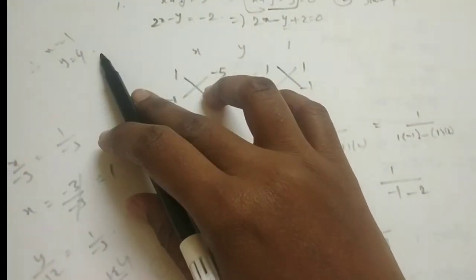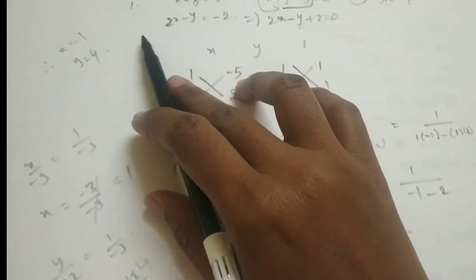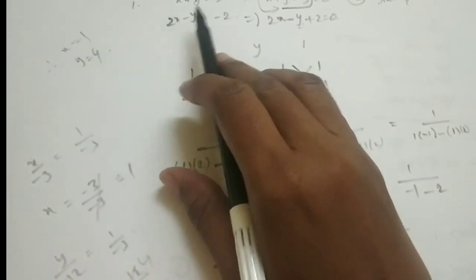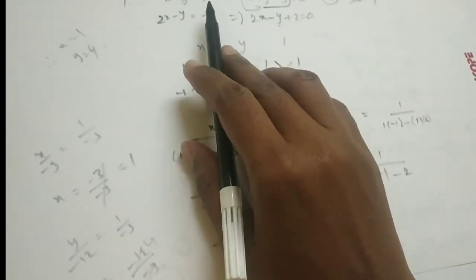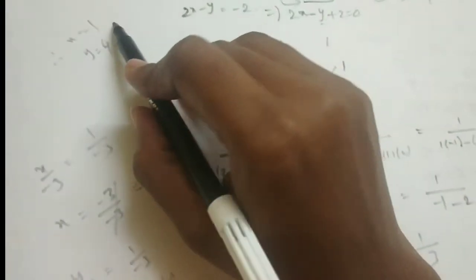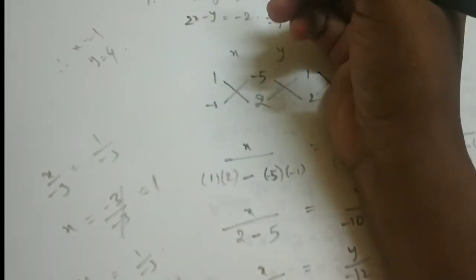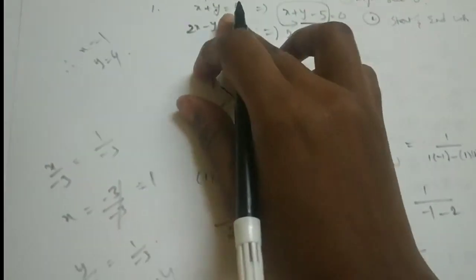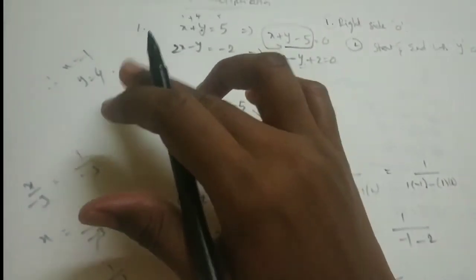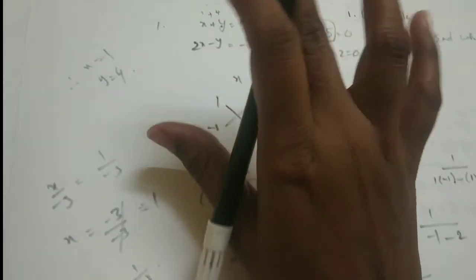Solution is nothing but the roots. If you substitute the x and y values in any one of the equations, the left-hand side should equal the right-hand side. That means x is equal to 1; if I substitute here 1 plus y equal to 4, substituting 4, that is equal to 5. So this is the exact root for the given equations.